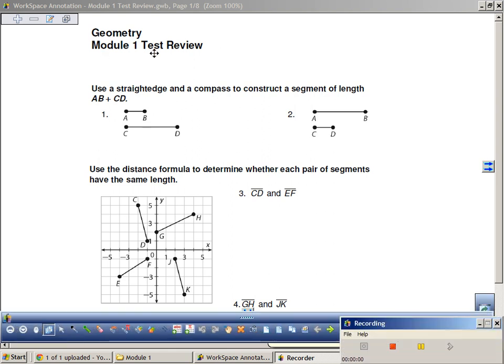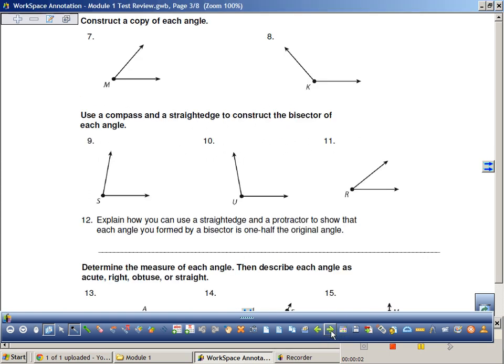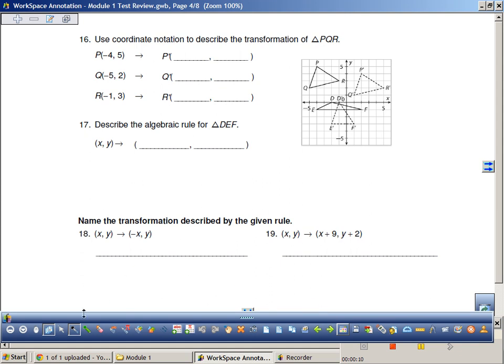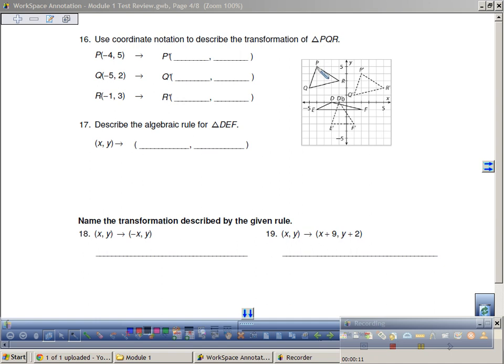Go over the review for Module 1. So the first question that we have is number 17. So let's look at number 17. I'm going to look at 16 first. So 16 says negative 4, 5. That's where P is. Negative 4, 5. Put a little mark on that.